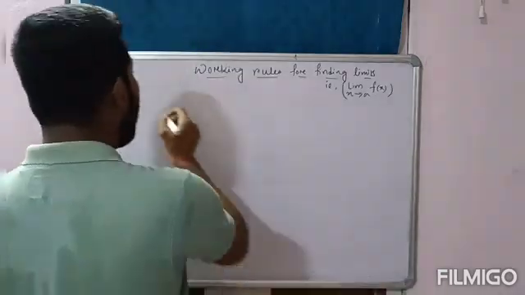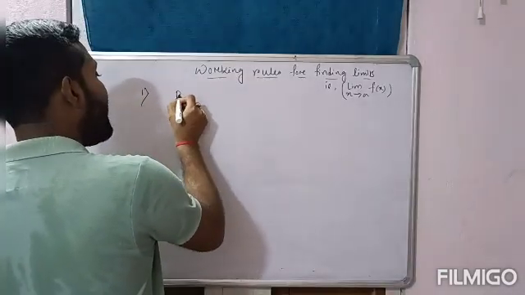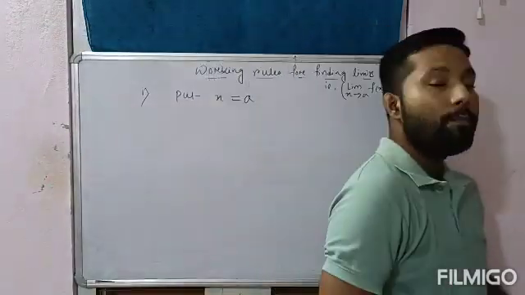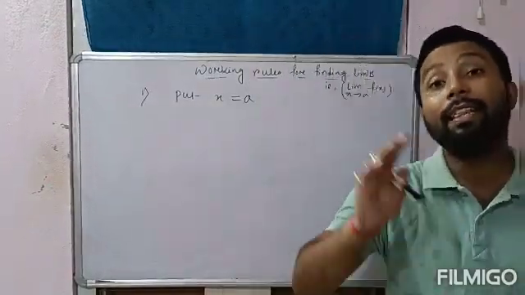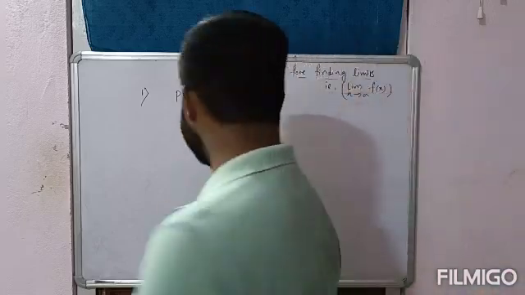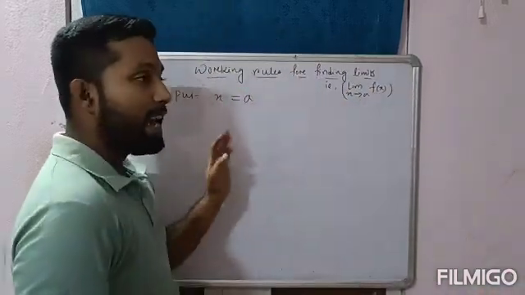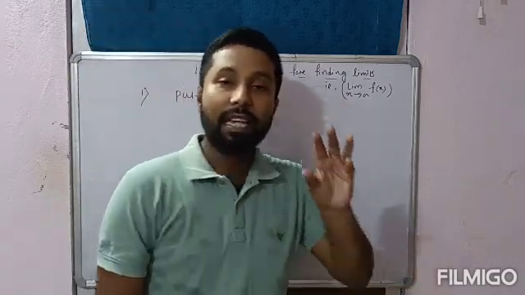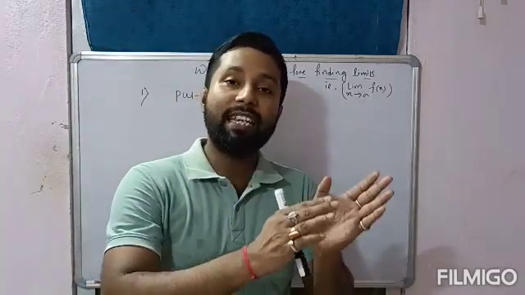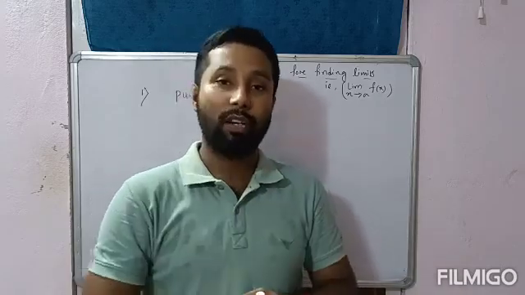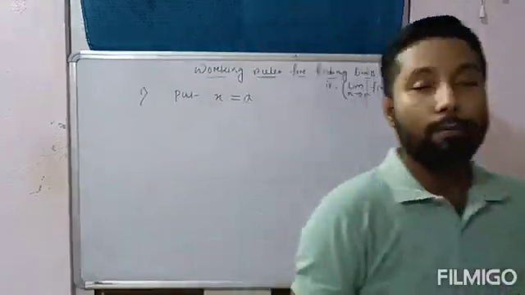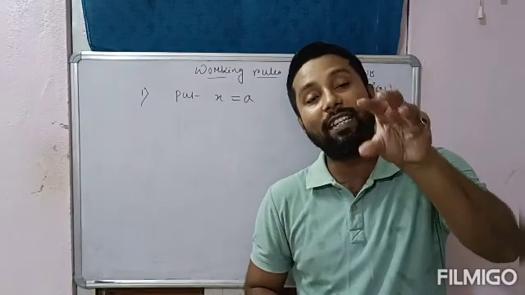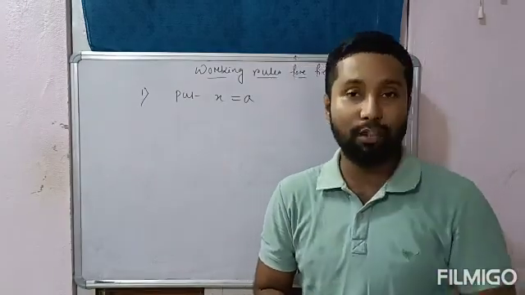Okay, so rule number one क्या है कि put x is equal to a. Rule number 1, put x is equal to a in the given function. Function means f of x में, ठीक है. Put x is equal to a in the given function if the function gives a definite value. Okay, once again I am repeating the rule number 1. Put x is equal to a in the given function if the function gives us a definite value.